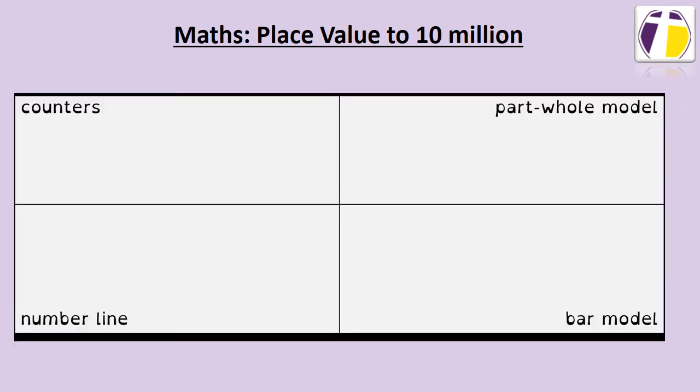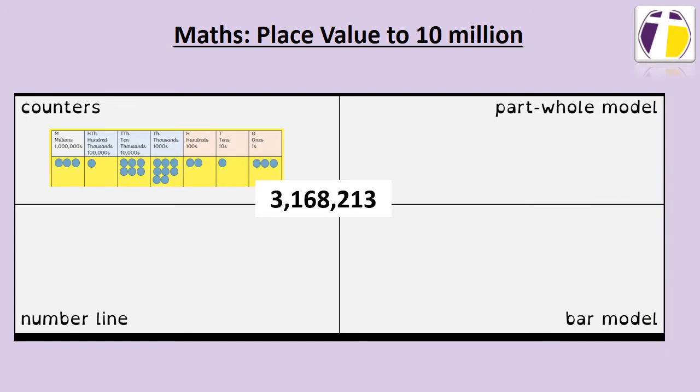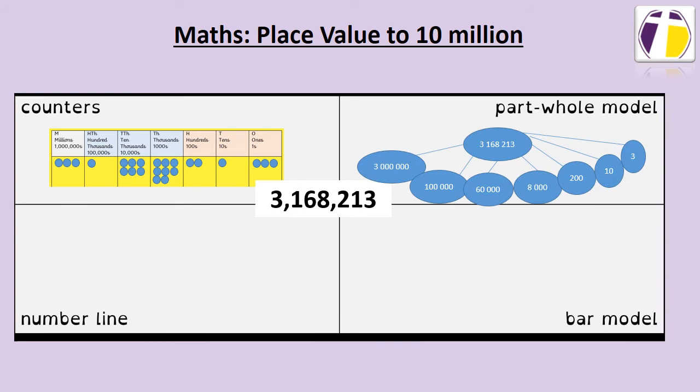We can represent numbers in lots of different ways. Here is our number again, 3,168,213. We can represent it in counters, or we could represent it as a part-whole model. This is still partitioning our number into the different place value columns. However, this time we are making sure we have the correct amount of zeros and digits for each part of the number.